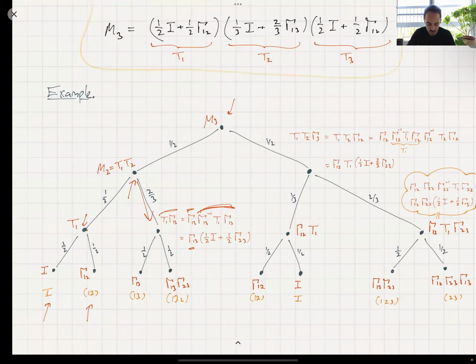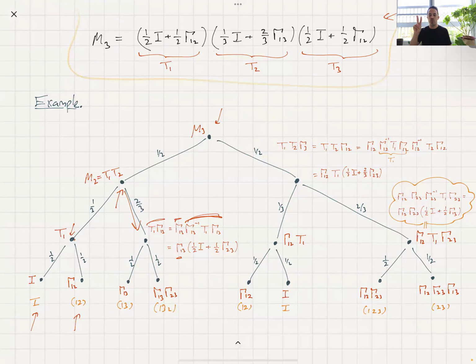So what's T1? T1 is a random swap of 1 and 2, with probability half each. So when you conjugate it with 1 3, it really changes 1 to 3. So every time you see a 1 in T1, you should put a 3. So really T1 conjugated by gamma 1 3 is just, with probability half, an I, and with probability half, gamma 2 3.